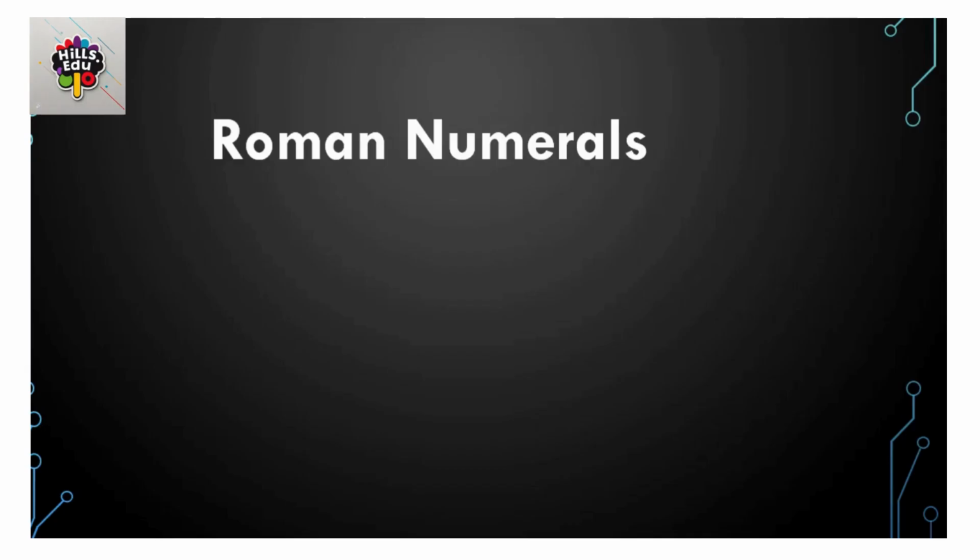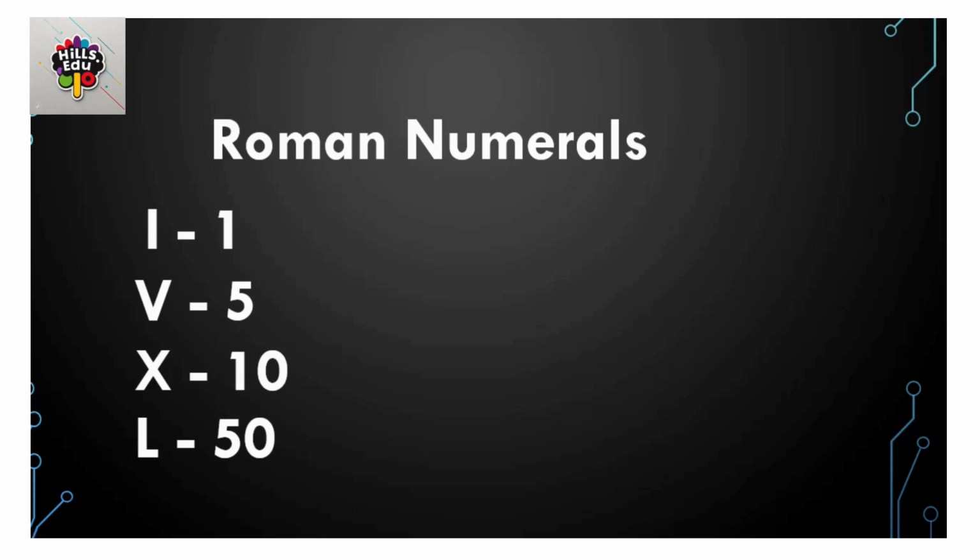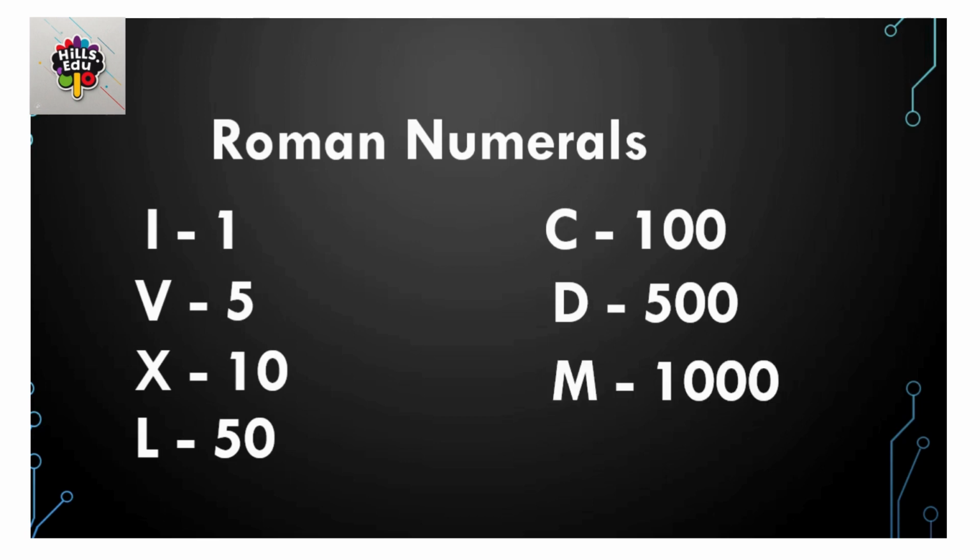In this video, we'll be looking at Roman numerals. In Roman numerals, we use 7 letters to represent numbers. And these are the letters: I stands for 1, V stands for 5, X stands for 10, L stands for 50, C stands for 100, D represents 500, and M represents 1000. These are the 7 letters that we use in Roman numerals.